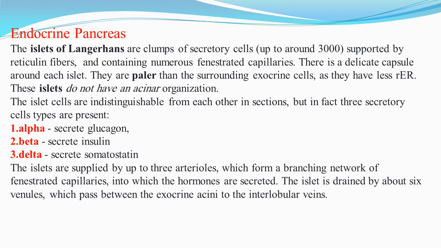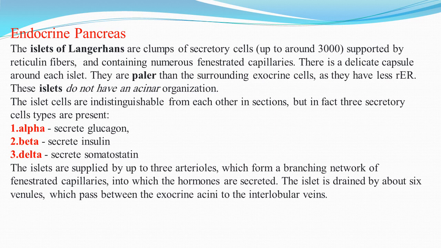The endocrine pancreas. The islets of Langerhans, which are the endocrine pancreas, are clumps of secretory cells, up to around 3000 cells, surrounded by reticular fibers and containing numerous fenestrated capillaries. إذا المكون الأساسي للإندوكراين بنكرياس هي جزر لانكرهانز، اللي هي عبارة عن تجمعات من الخلايا الإفرازية حوالي 3000 خلية، تكون مدعومة بريتيكولار فايبر وتحتوي على numerous fenestrated capillaries، وتكون delicate كبسول حول كل جزيرة من هذه الجزر.